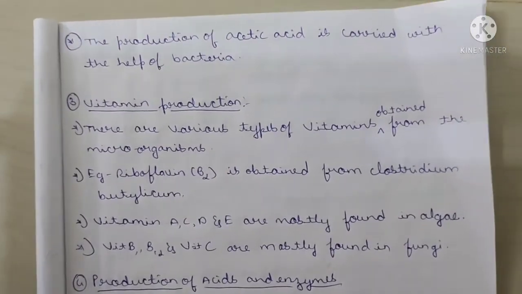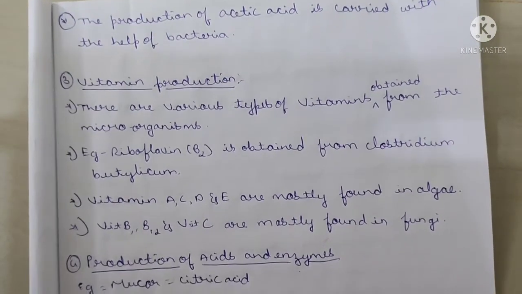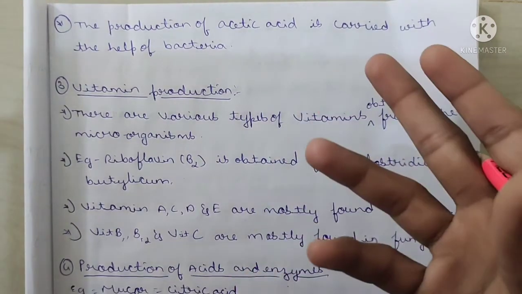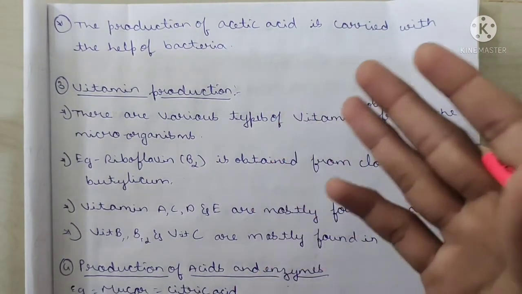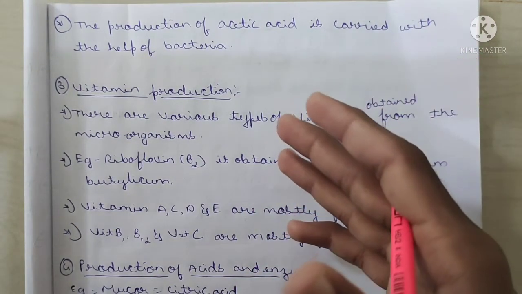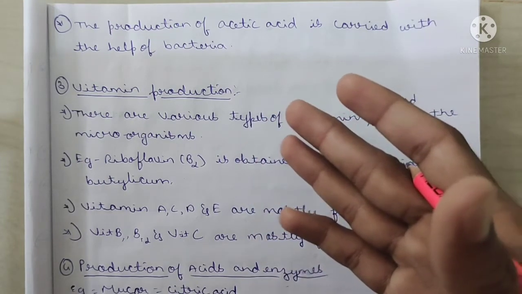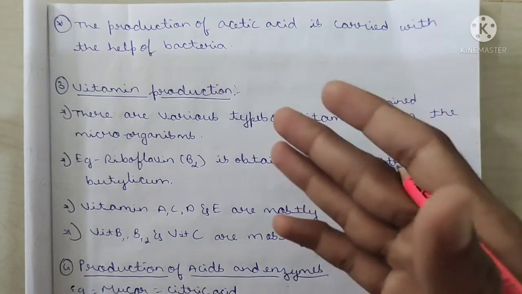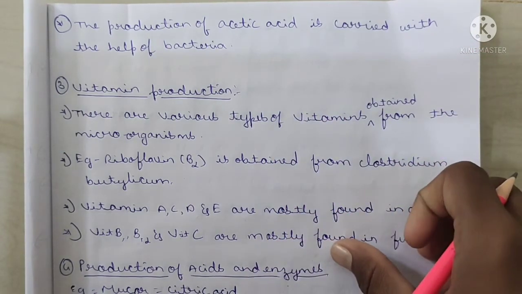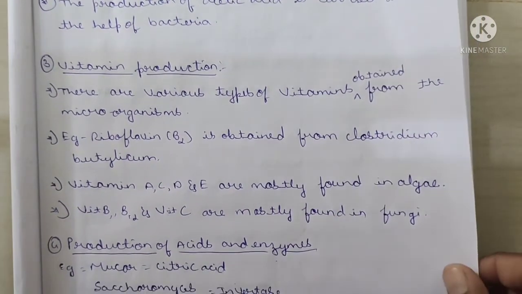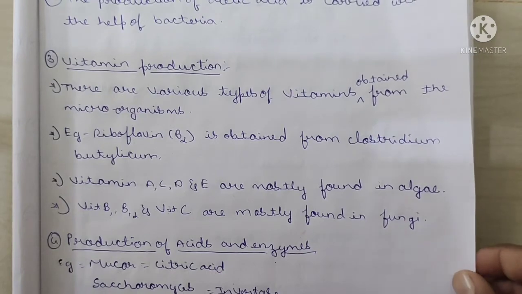Got it? Now the production of acetic acid is carried out with the help of bacteria. Acetic acid is nothing but vinegar, which we use in cooking as a preservative, and also for taste. We also use this vinegar in washing utensils, and the production of vinegar is carried out with the help of bacteria. This is the importance of microbiology in alcohol and vinegar, that is acetic acid.